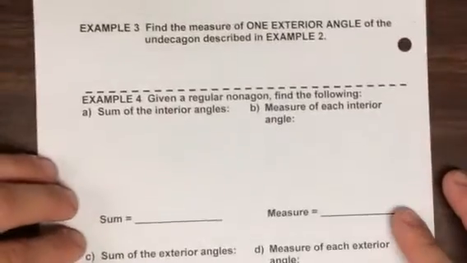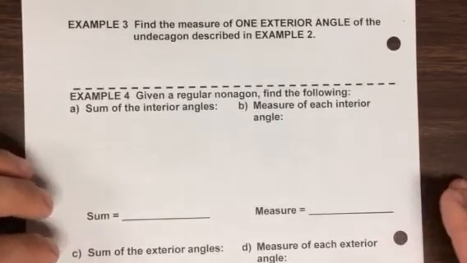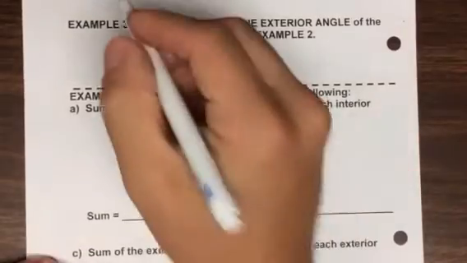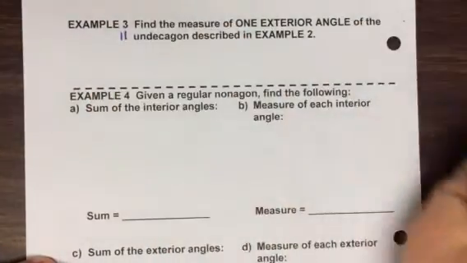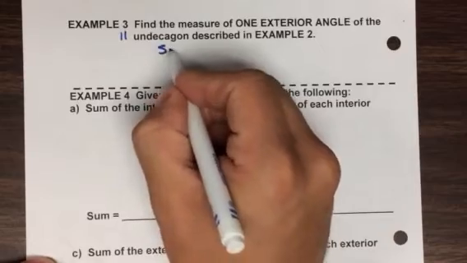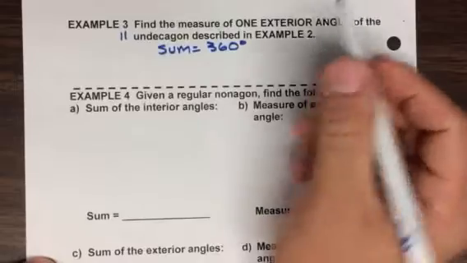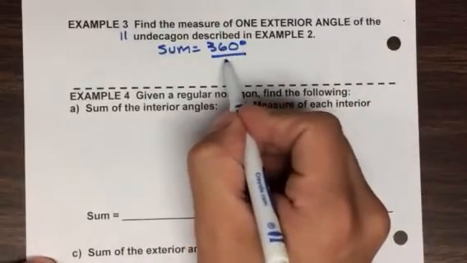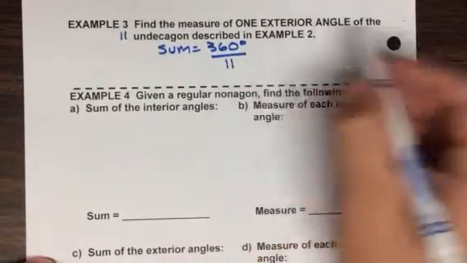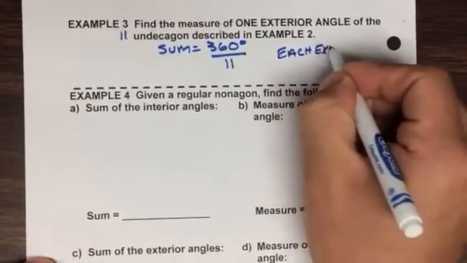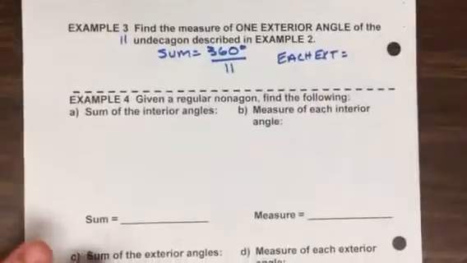So, pretty simple. As we're flipping over, looking at the back, example 3, find the measure of one exterior angle of an undecagon described in example number 2. Well, again, an undecagon is an 11-sided figure. We know that the sum is 360 degrees. In order to find each, I'm going to divide by 11. So each exterior angle would be 360 divided by 11.